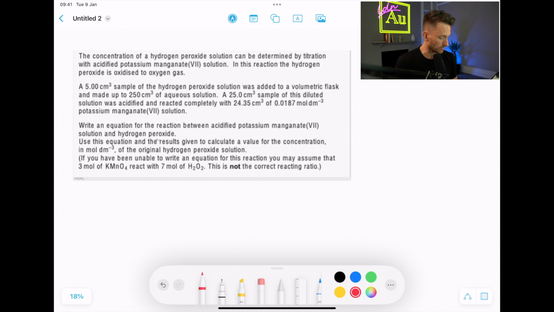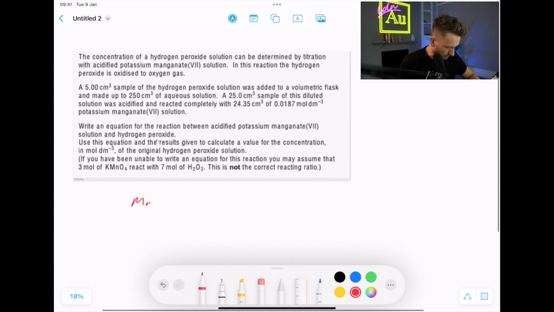First thing it wants us to do is write an equation for the reaction between acidified potassium manganate and hydrogen peroxide. So before I go any further, I'm going to write the overall ionic equation. Now the half equations for this were given in the previous part of the question, and the manganate one is a really popular one to know anyway. So let's begin. So we have MnO4⁻ + 8H⁺ + 5e⁻ goes to Mn²⁺ + 4H2O.